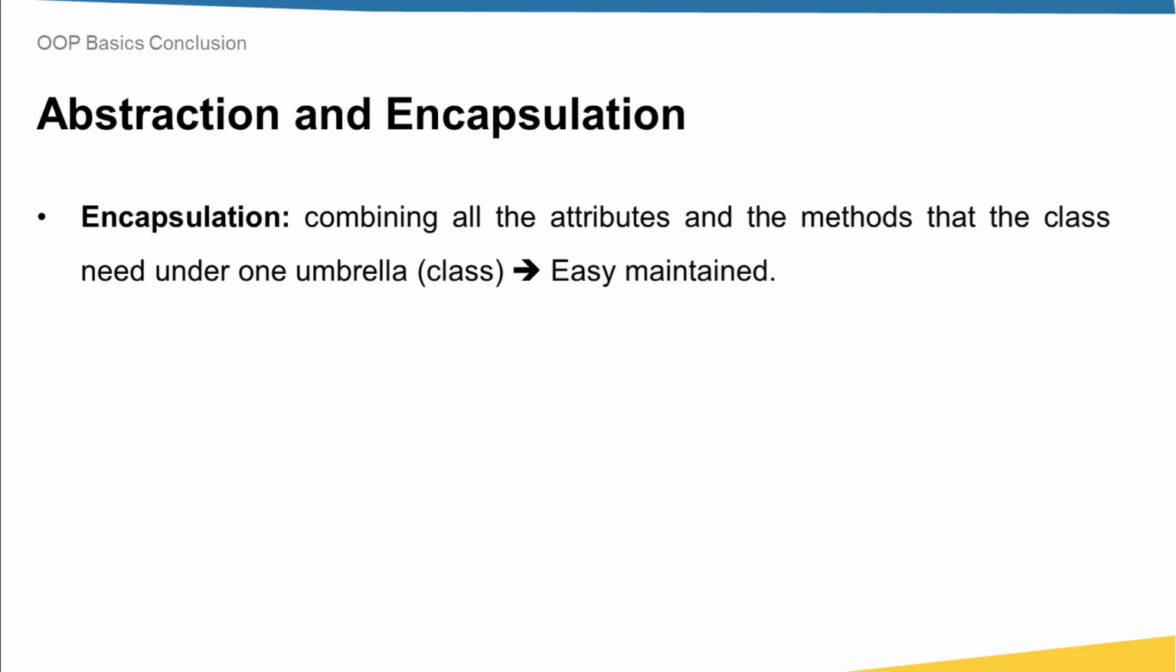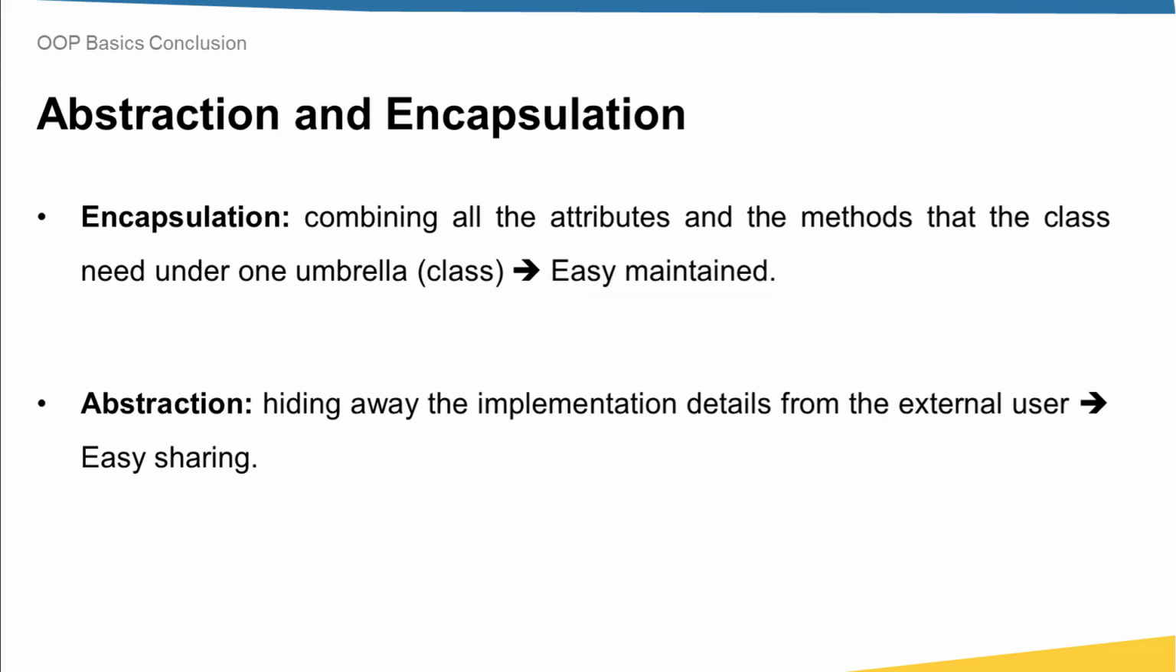After we had all the knowledge that we need in order to create a complete class in Python, we defined the first two pillars of object-oriented programming, which are abstraction and encapsulation. The first pillar, which is encapsulation, is all about combining the attributes and the methods that handle these attributes under one umbrella, which is the class. And encapsulation is a very important pillar of OOP because, because of this concept, we are able to easily maintain our code.